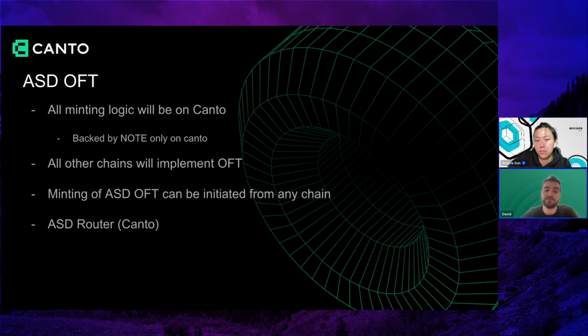And this will allow ASD to be minted from any chain using LayerZero message passing. And we'll do this using a new contract that we built called the ASD Router. And I'll explain this further, which will basically route all ASD cross-chain messages. And this will help perform the minting and sending of these tokens from each chain to each other.